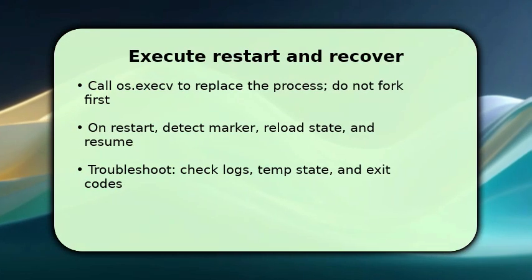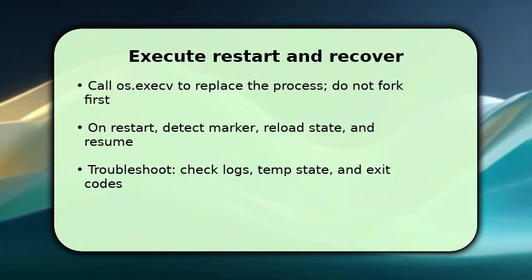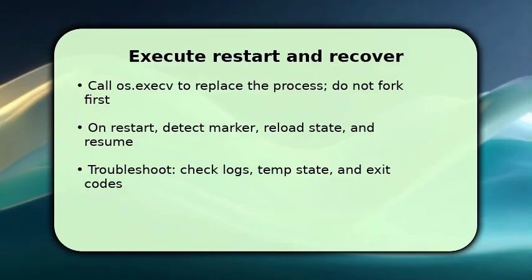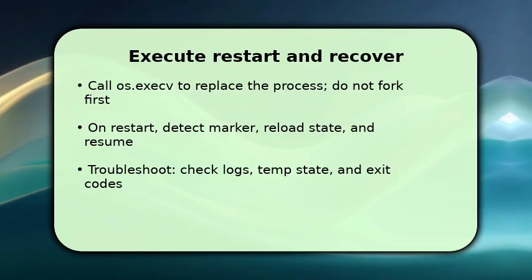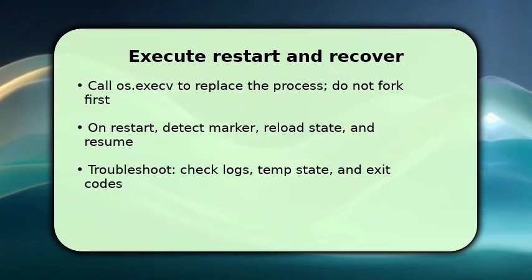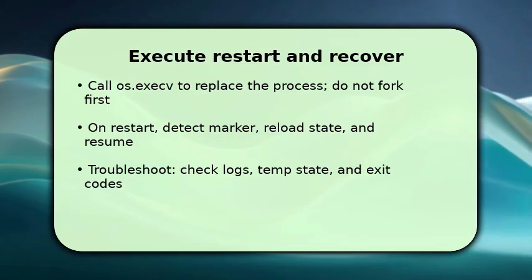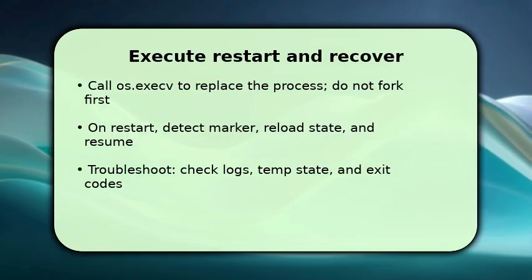You perform the final operation. After all cleanup and state writes, call os.execv(sys.executable, [sys.executable] + sys.argv) to atomically replace the current process image. Once the new process starts, detect the restart marker, load the saved state, and resume normal operation.